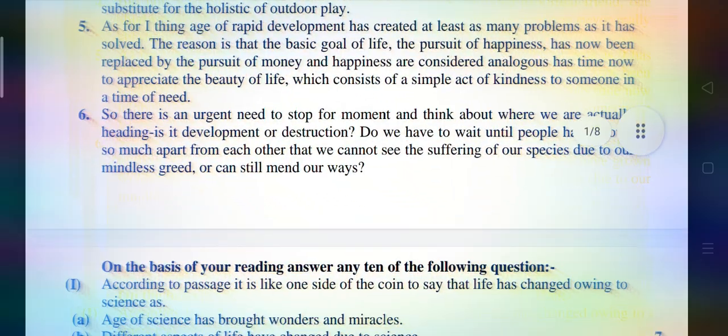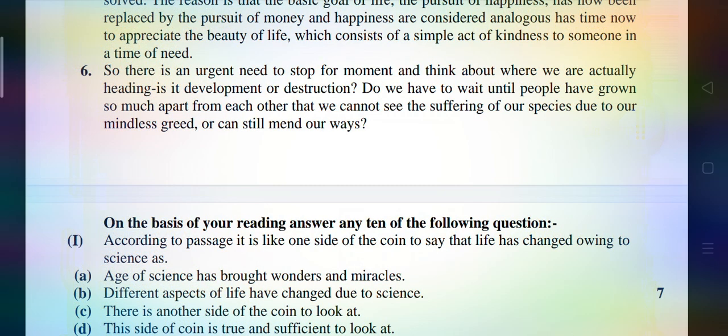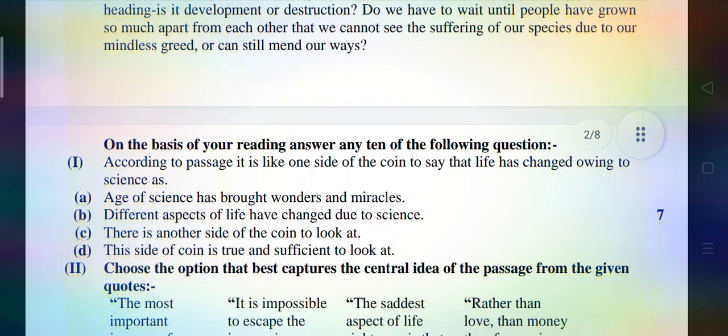Now this is the first passage, and on the basis of your reading, answer any 10 of the following questions. First of all, you will go through the first question. Thereafter, understand what is being asked in the first question. Then try to find the solution going through the first paragraph of your passage. Definitely you will get the first answer in the first 2 or 3 lines.